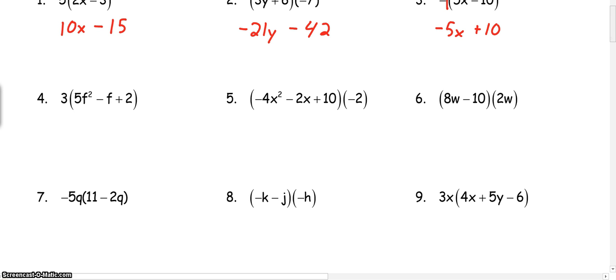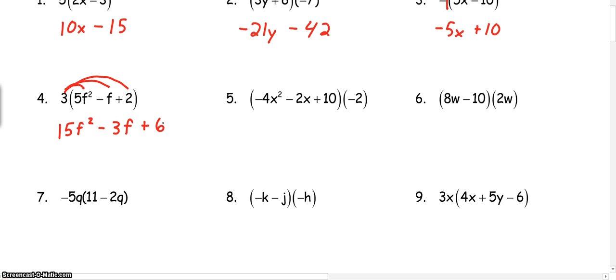Number 4. Now there's 3 terms in the parenthesis, so we're still distributing the number outside the parenthesis though. We're still distributing this 3. This time it just goes to all 3 things. So 3 times 5f squared, 3 times 5 gets us 15f squared. 3 times negative f gets us negative 3f. 3 times 2 gets us plus 6.